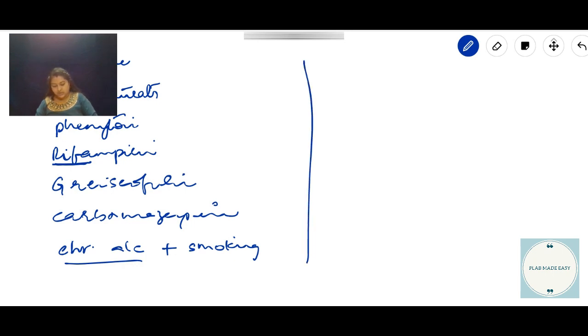There's another drug which does not come into this mnemonic category, that is St. John's wort. It has a similar action to SSRIs and SNRIs. That also is a P450 inducer.